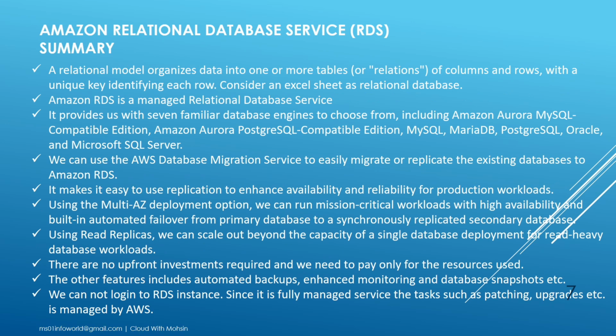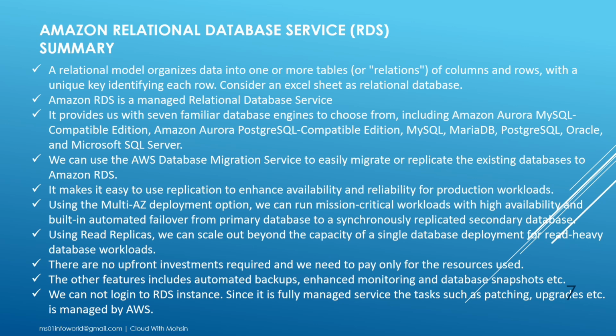So let's summarize the things that we discussed so far. First of all, we have seen what a relational database is. A relational model organizes the data into rows and columns, and you can consider it as an Excel sheet. So it's a structured way, with rows and columns in which we can store the data.